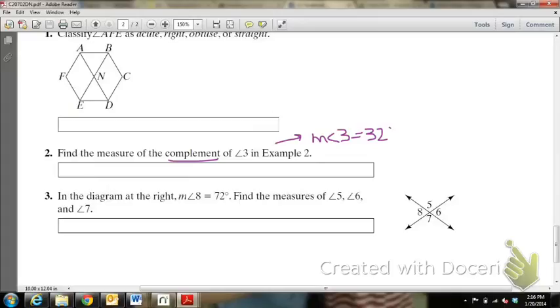And then in quick check 3, it's just like example 2. They give you one of these 4 angles. They give you angle 8, and they want you to find all the other ones. Okay, so make sure you label them. So you'll say measure of angle 5, give me a number, measure of angle 6, give me a number, and measure of angle 7, and put a number. Okay? So try those quick checks, and we'll check your work in class.